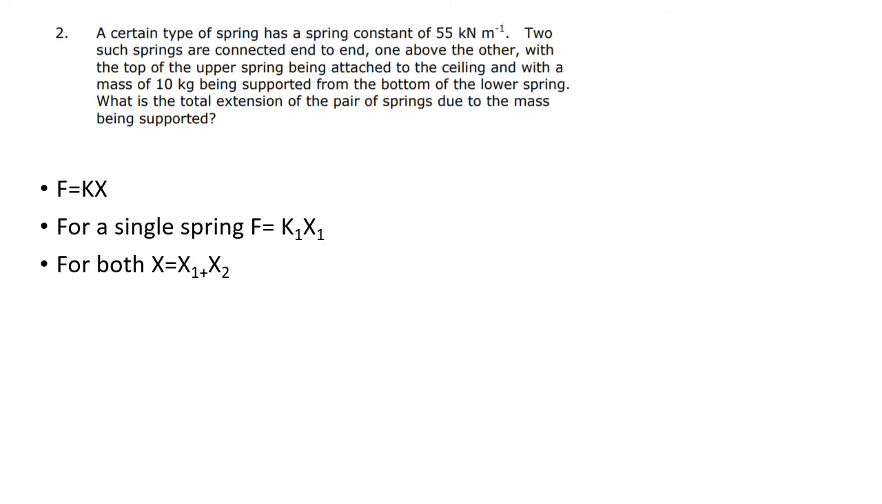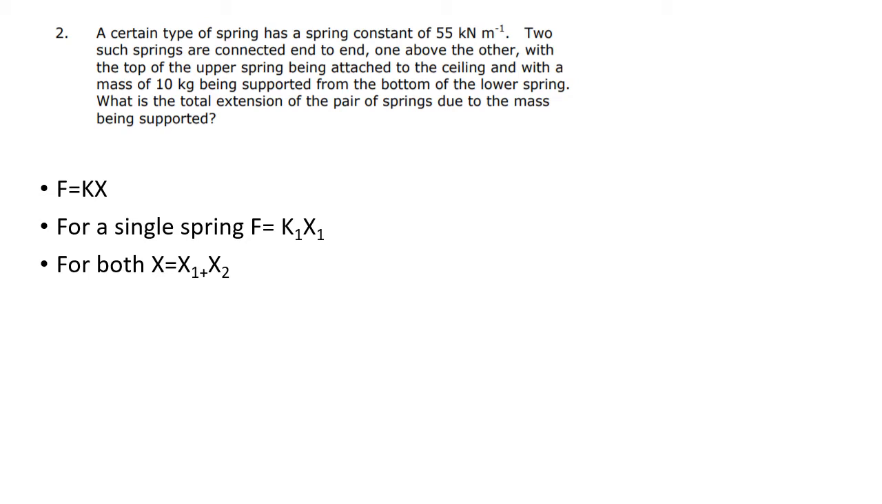These are the work solutions for Mechanical Science Sheet 2, Question 2 and Question 4. A certain type of spring has a spring constant of 55 kilonewtons per meter. Two such springs are connected end to end, one above the other, with the top of the upper spring attached to the ceiling and with a mass of 10 kilograms being supported from the bottom of the lower spring. What is the total extension of the pair of springs due to the mass being supported?